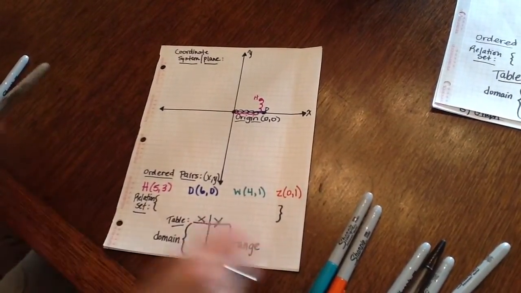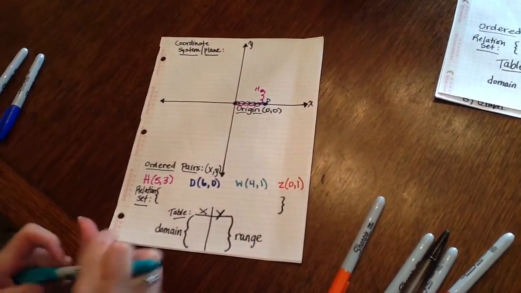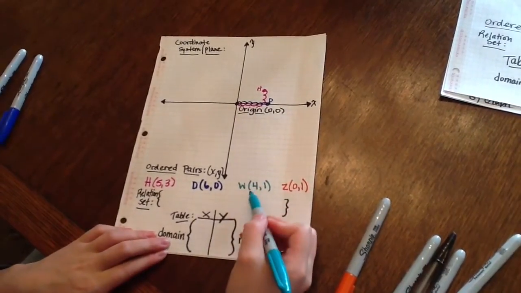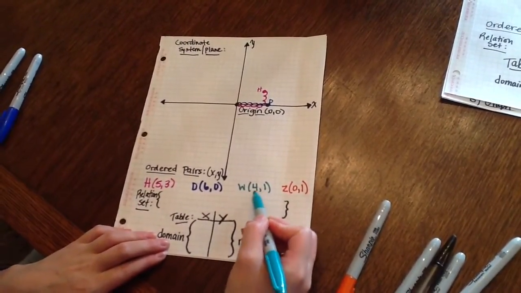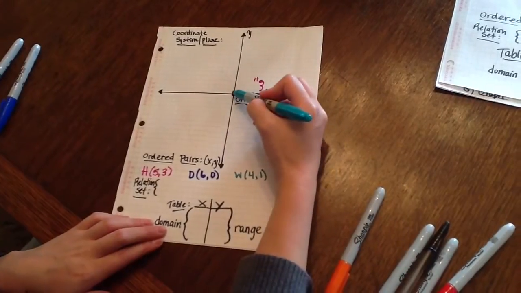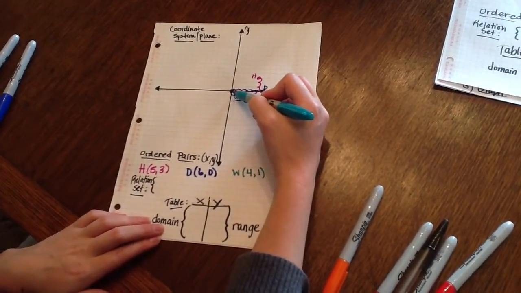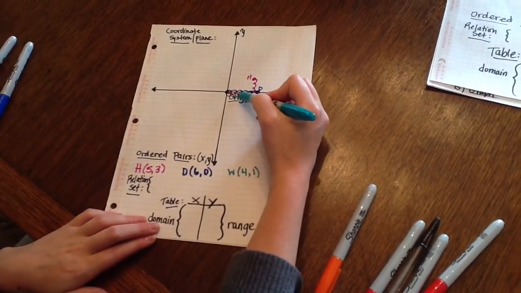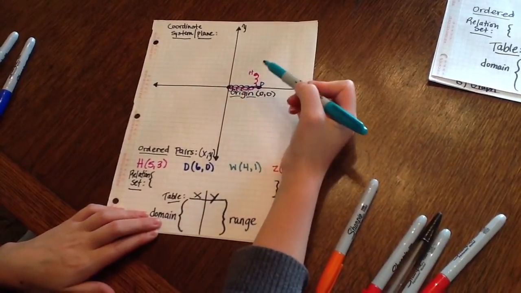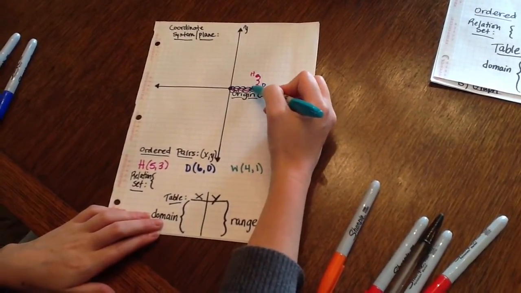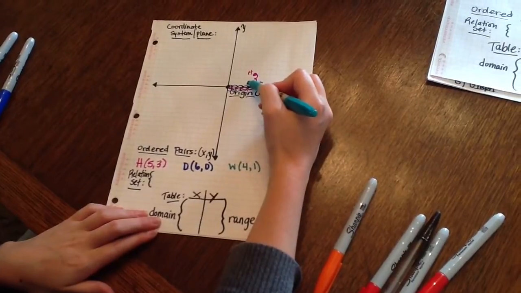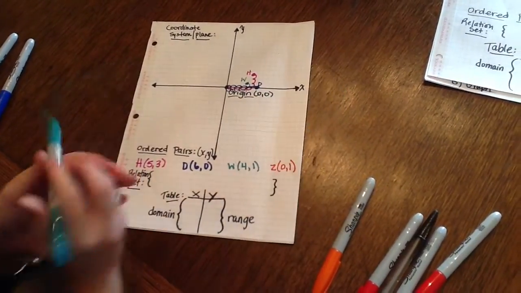All right, let's go ahead and graph point W. W is at the ordered pair 4, 1. So let's go ahead and try to graph it. We have to start at the origin. We have to go over 1, 2, 3, 4 units to the right, and then we have to go up 1 unit right here. And this is point W.